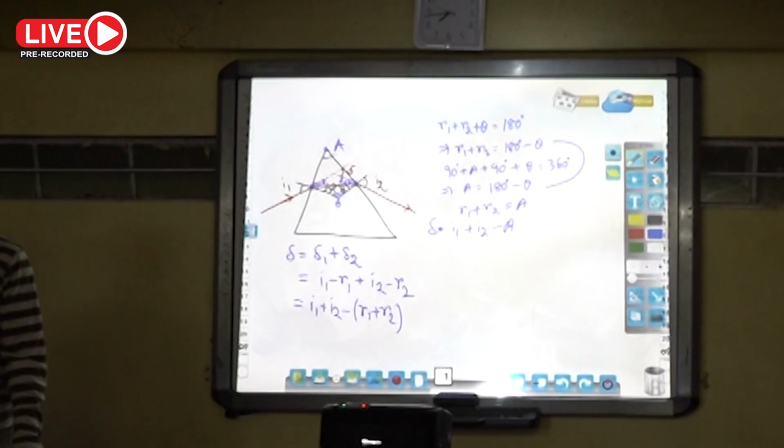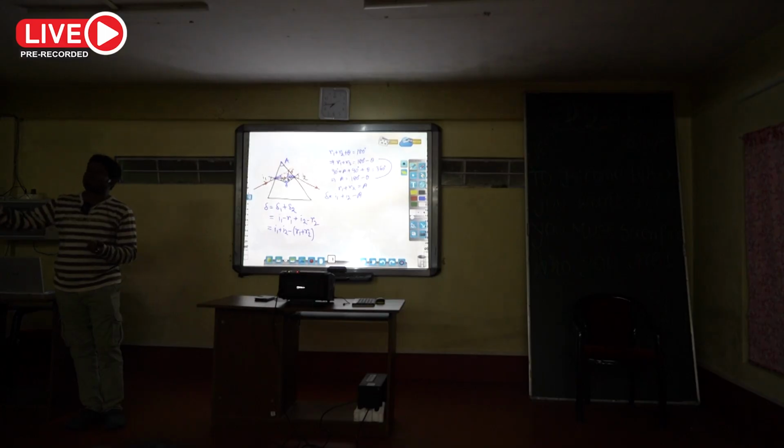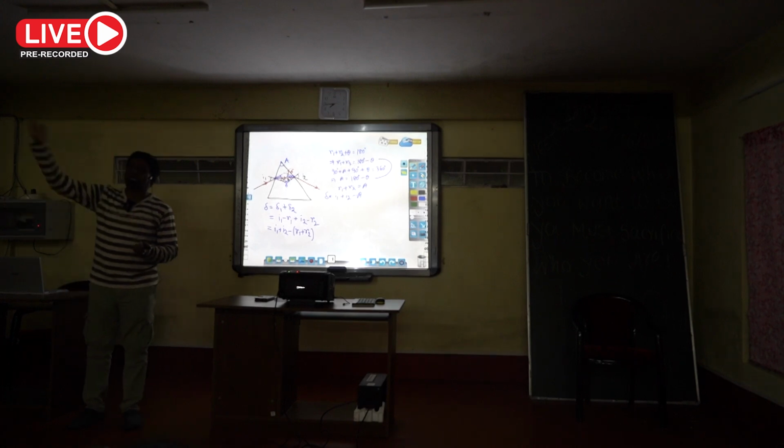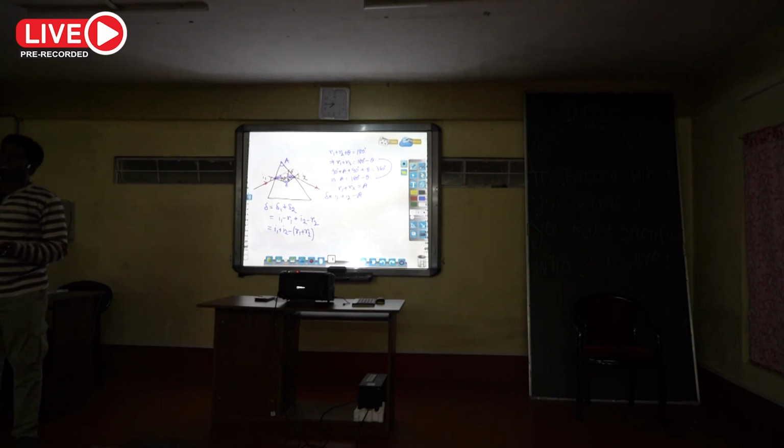What is the variation in delta? Will it increase as I1 is increasing, or will it start to decrease as I1 is increasing? We are going to increase I1. Suppose I1 is initially 0 degree, then 2 degree, 3 degree, 4 degree, 5 degree. In this way, we want to increase I1. What will happen to delta? Will delta increase or will delta decrease? Increase. Okay. Same. Any other?